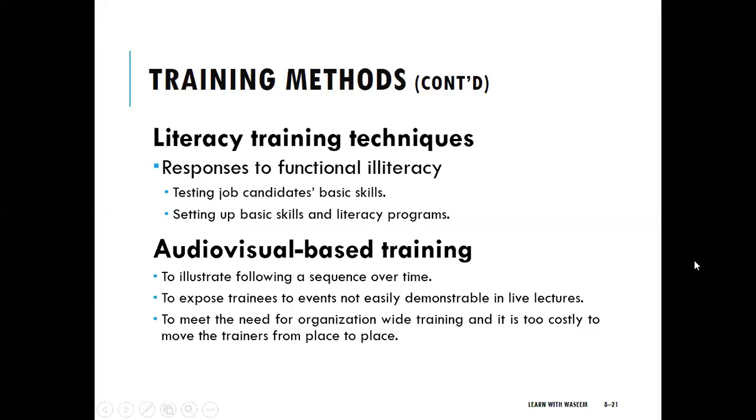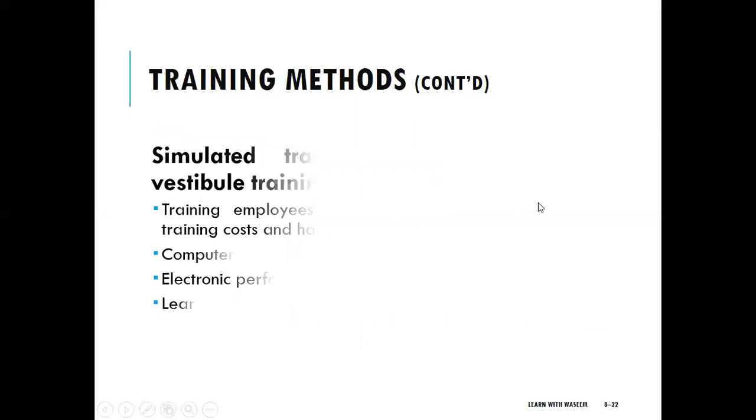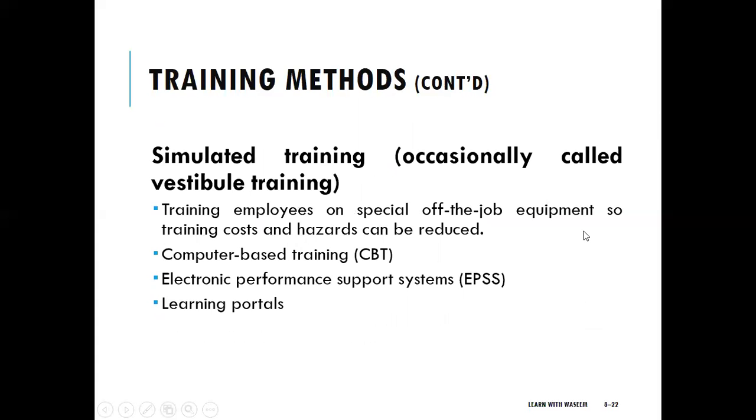Okay, let's move toward the next training method, and that method is simulated training, and we can also call it vestibule training. With vestibule training, trainees learn on the actual or simulated equipment they will use on the job, but are trained off the job. This type of training is necessary when it is too costly or dangerous to train employees on the job.